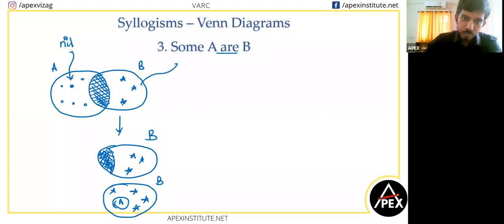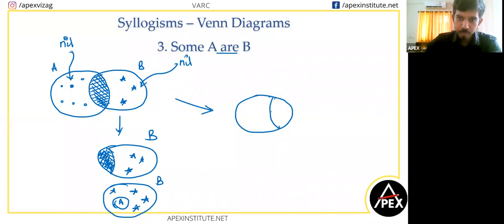Now what if this part becomes 0? So there are no B's which are not A's, but A's can exist. Now it goes in the other direction. We have this circle left, of which part are overlapping, which are both A's and B's, and the other part is only A's. Right? Now, B has become a subset of A.